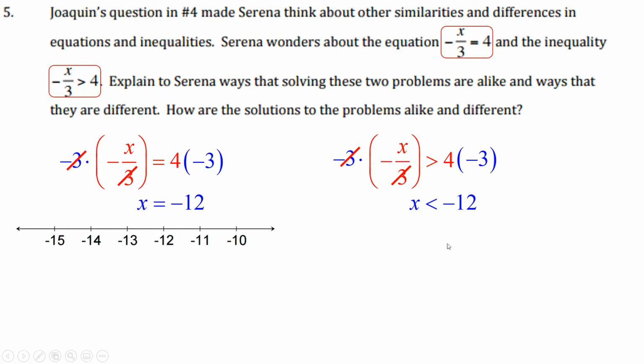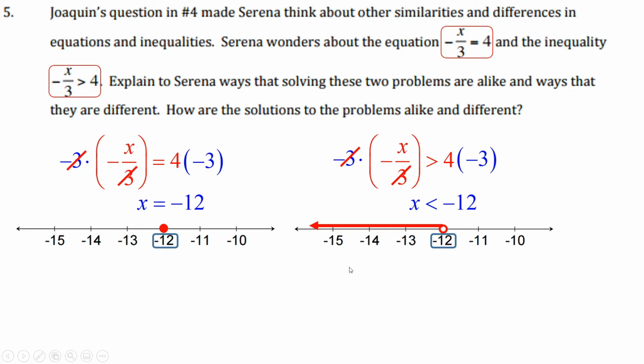Let's graph them both. So the equation x equals negative 12, that is just that point right there. Solid dot. Now look at the inequality. Same number line, but now there's no equals, so I have to put an open dot on that negative 12, like that. All right, and less than would mean that's everything to the left. Look at the difference there.